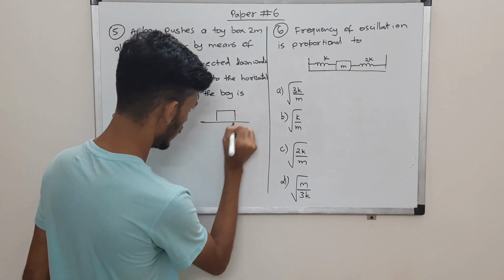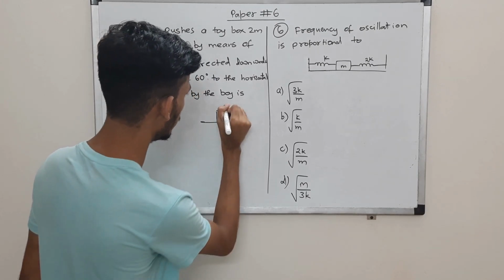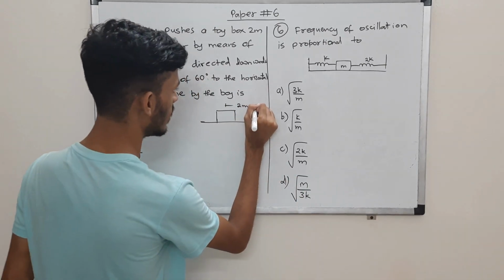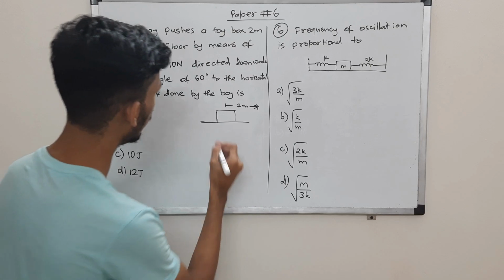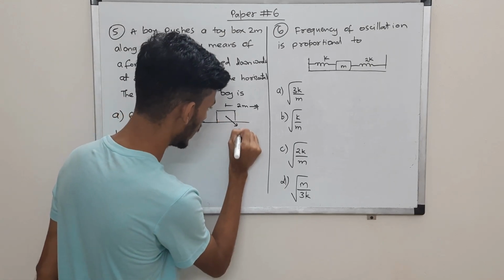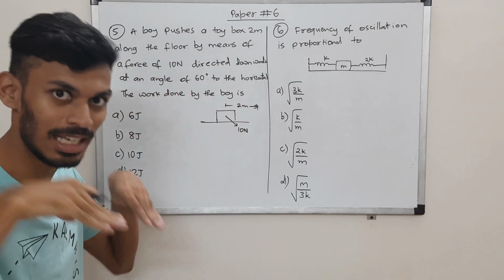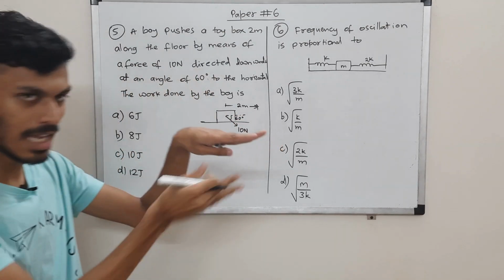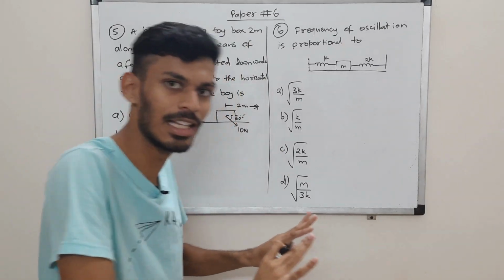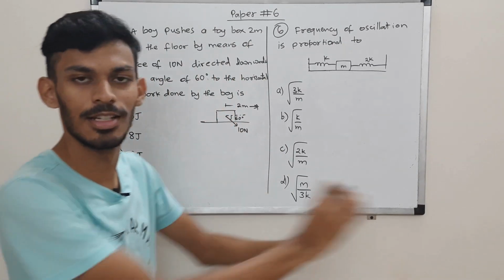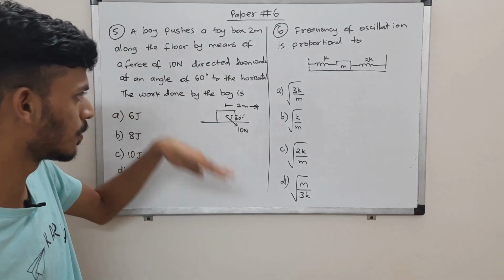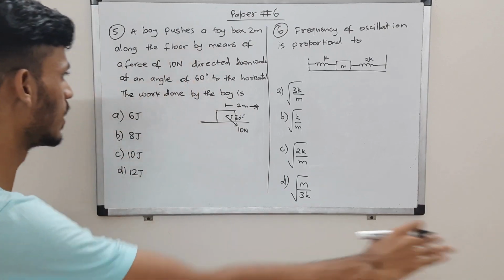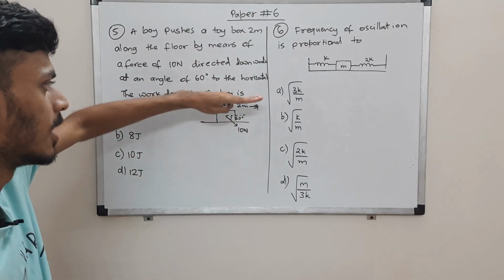So here we have the toy box. The boy is going to move it 2 meters along the floor. So this is the displacement that is happening in this direction, let us suppose. The boy is applying a force of 10 newtons at an angle of 60 degrees in the downward direction. The angle with respect to the horizontal is 60 degrees, so it's pushing it like this. It's pushing it a bit downward, and some component of the force is responsible for the forward motion. That is the cos theta component.